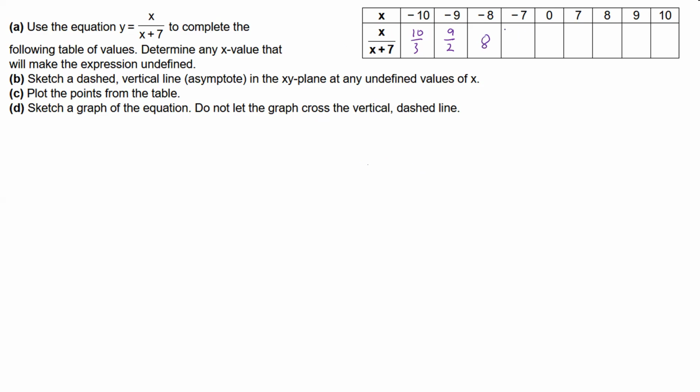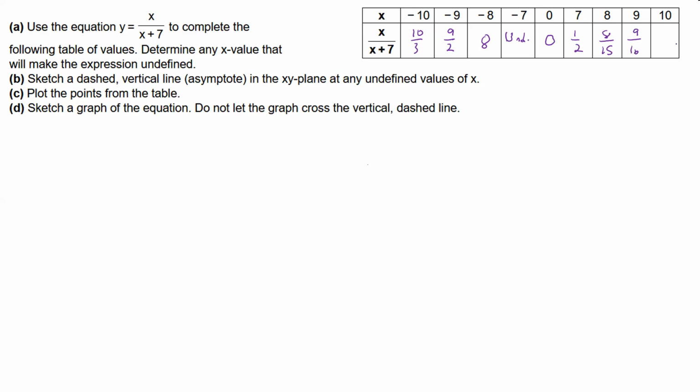Ding, ding, ding. That's our undefined. So, let's do undefined and just use an abbreviation. Now 0 over 7 is still going to be 0. And we have 7 over 14, well, that's going to be a half. 8 over 15, well, we can't reduce that, so it's going to be 8 over 15. Now we have 9 over 16, it looks like.